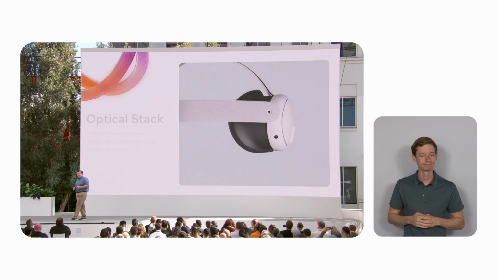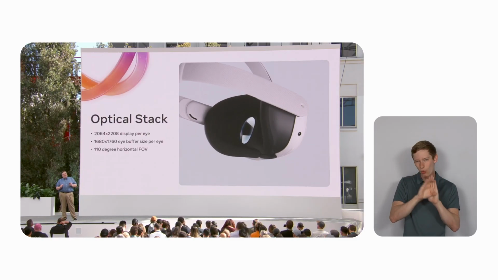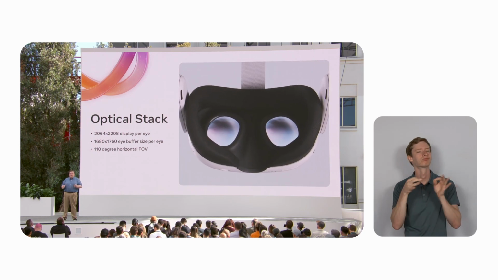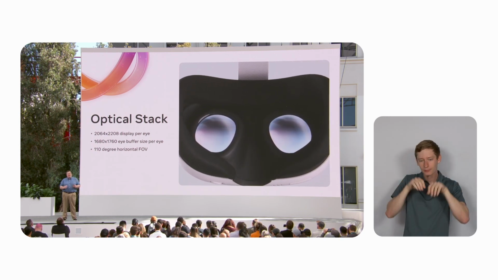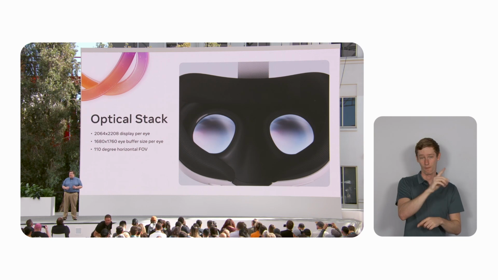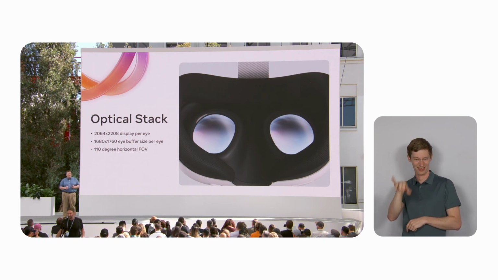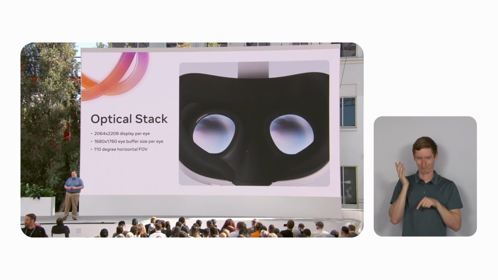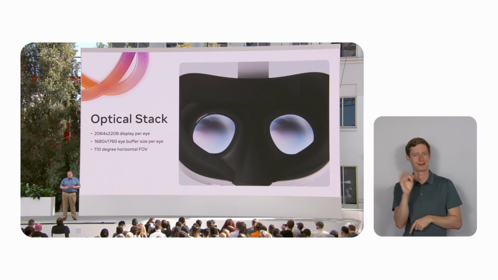While we're on the topic of graphics, let's go into some details of the optical stack. Quest 3 contains a 2064 by 2208 display for each eye, a significant boost over the 1832 by 1920 of the Quest 2. Just like the Quest Pro, these displays are rotated at an angle, making it significantly harder to pick out individual pixels, especially when you're looking at both displays at the same time.